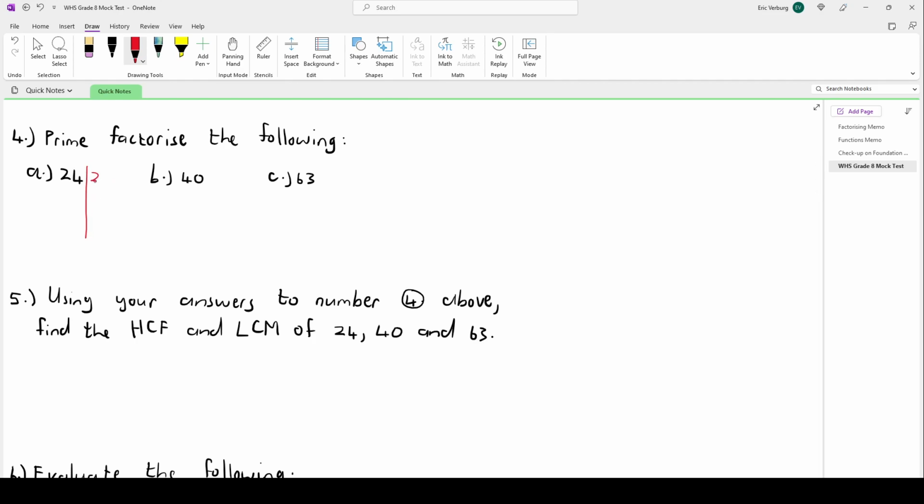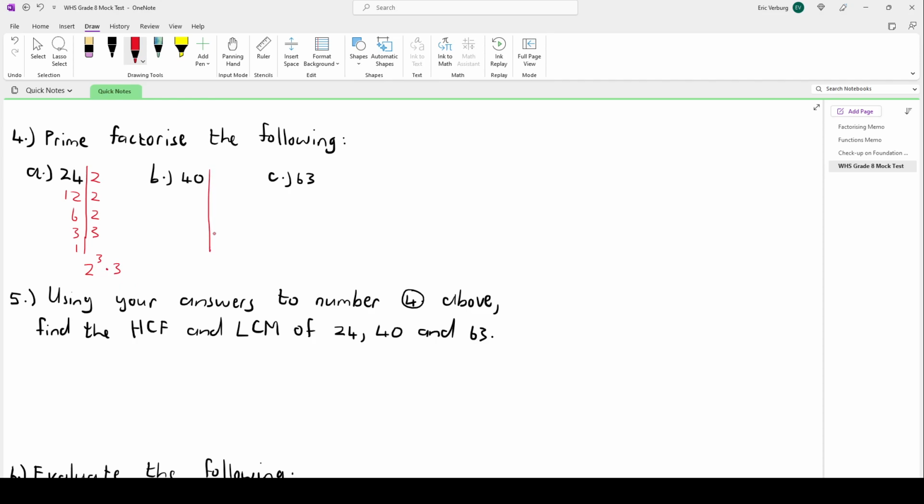So 24 can be divided by 2, which gives us 12. We can divide that by 2 again. 6 divided by 2 again gives us 3. Now we can't divide by 2 anymore. Then we try the next prime number, which is 3. And 3 divided by 3 is 1. Okay, so this we can write as, how many 2's do we have? 1, 2, 3 of them. So this is 2 to the power 3 times 3 to the power 1.